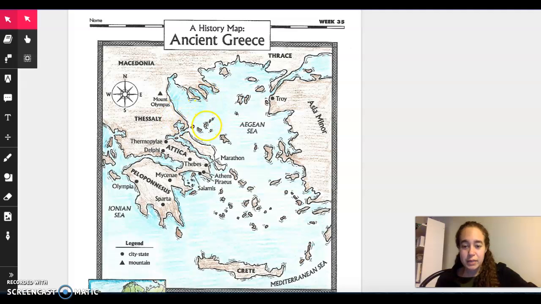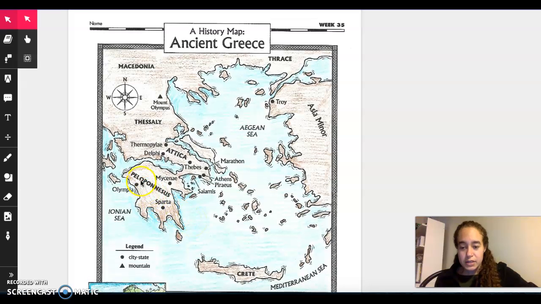You'll also see many islands in the Aegean Sea, the Mediterranean Sea, the Ionian Sea. Some of the islands are labeled and some of them are not. There are also regions of ancient Greece, and the regions are shown by all capital letters. So if it asks which region, make sure you don't give a city-state, but you give one of these regions. There are 5.